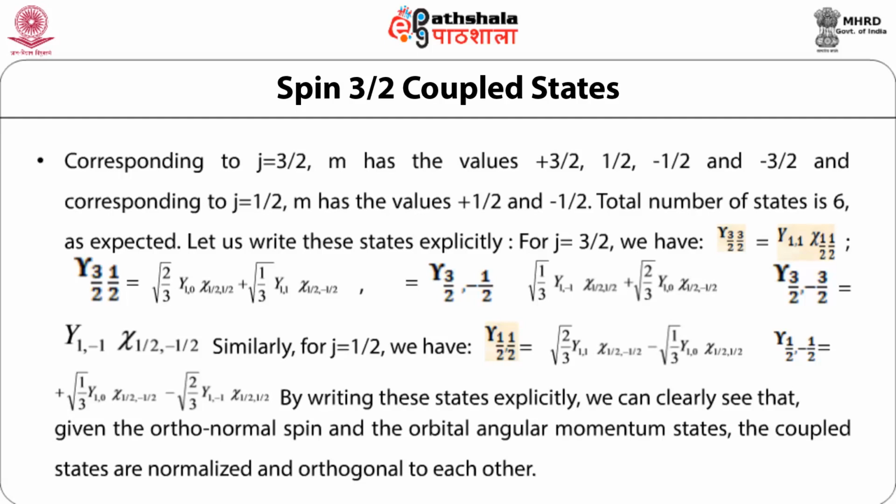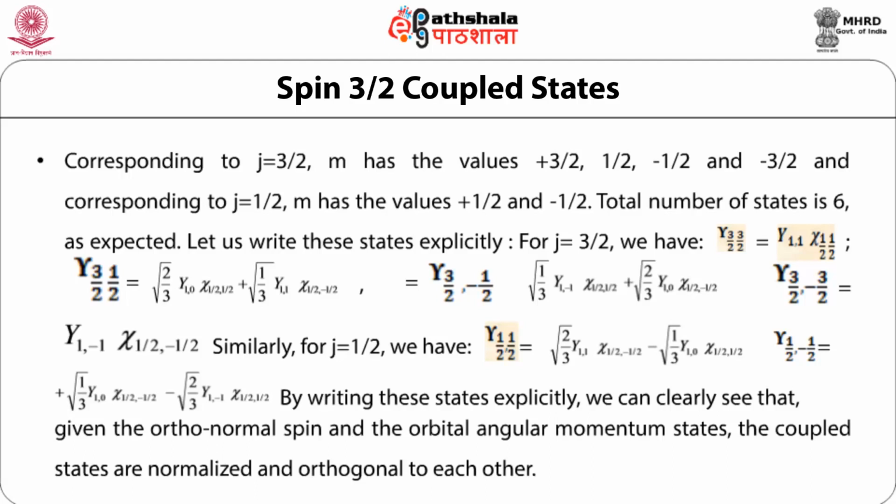Similarly, for j equal to half, we will get two coupled state terms. The first term, corresponding to j equal to half, m equal to half, is given by gamma half comma half is equal to under root 2 by 3 times y subscript 1 comma 1 xi subscript half comma minus half minus under root 1 by 3 times y subscript 1 comma 0 times xi subscript half comma half.